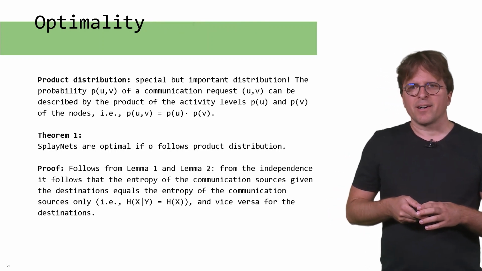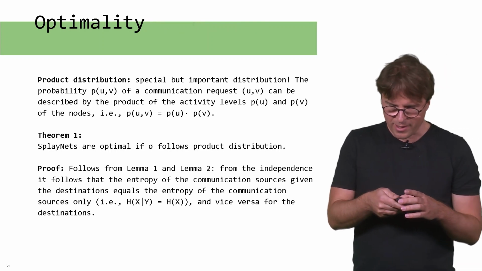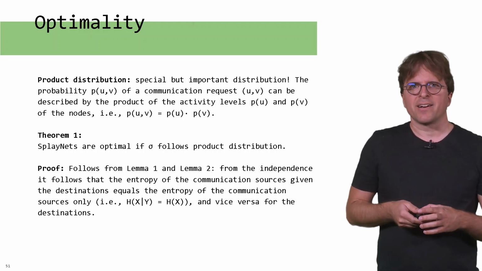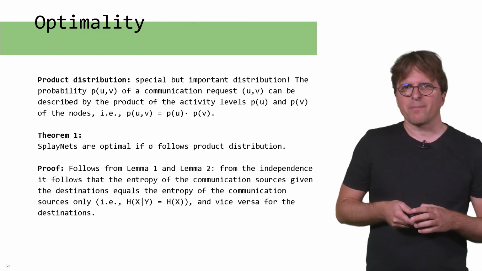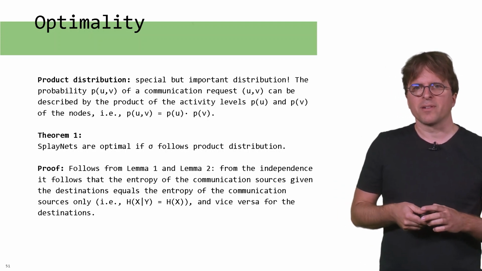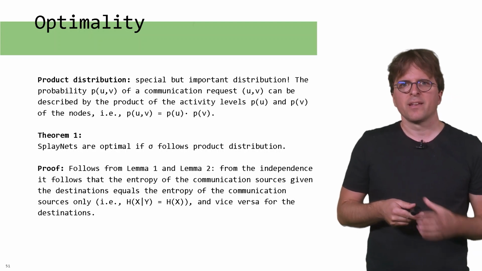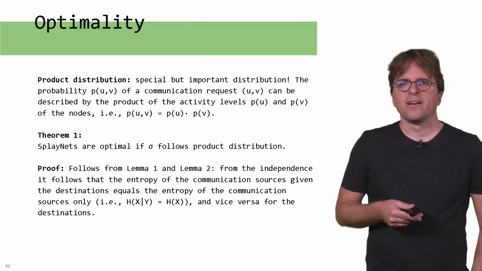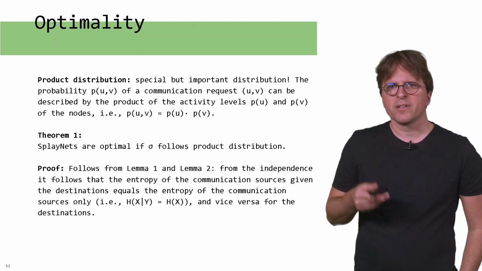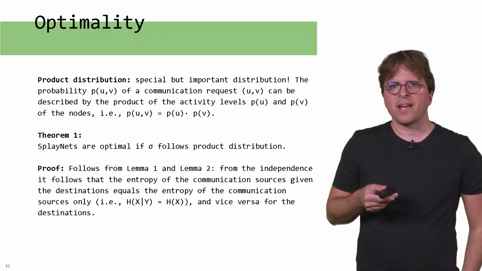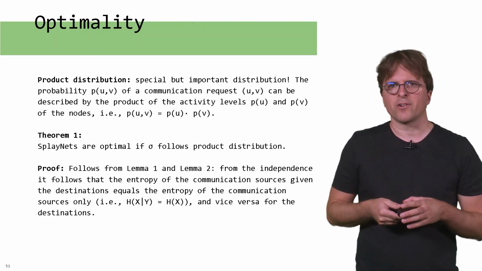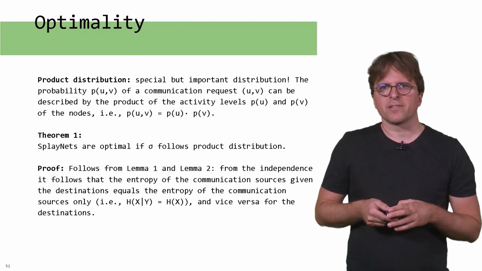Okay, so how good is this now, or how far away are these upper and these lower bounds? And you can see by these two lemmas that we showed that sometimes SplayNets are actually optimal self-adjusting binary search trees or binary search networks. Because if you, for example, consider product distribution, that is one example where binary search trees or these SplayNets are optimal.